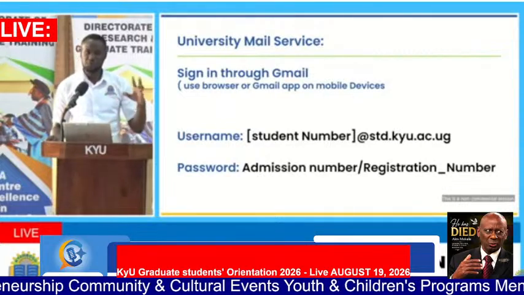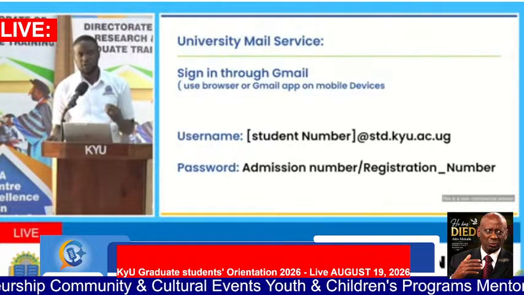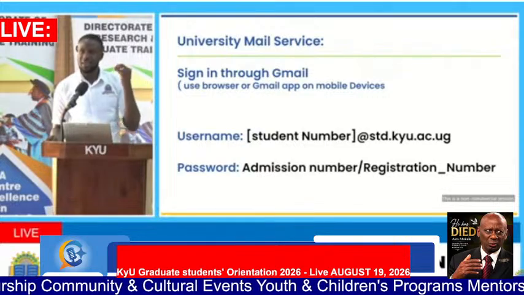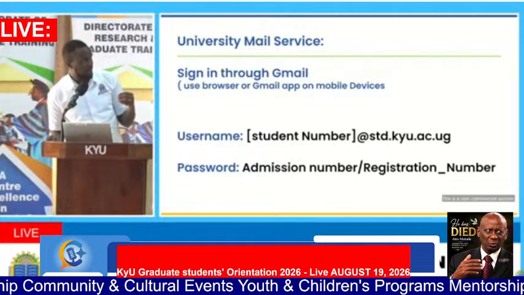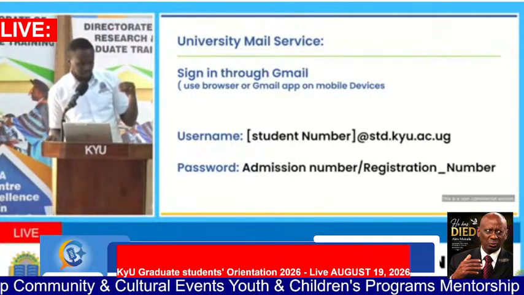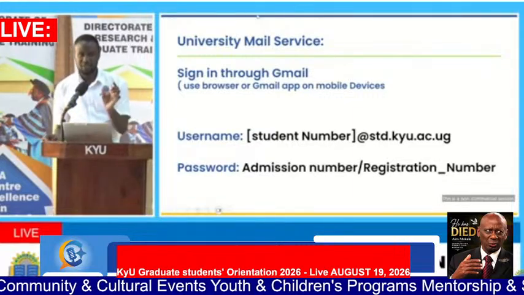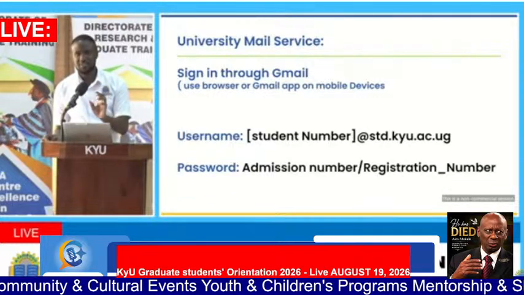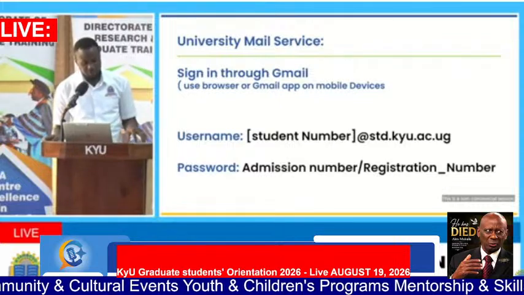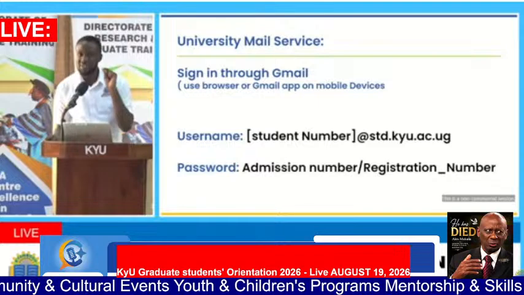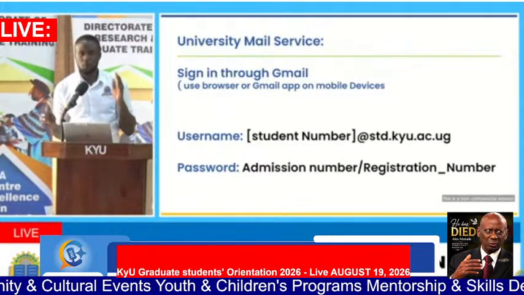If you've seen your phones, laptops, there is a Wi-Fi network called EduRoam. How to connect to EduRoam? You use your student email. A student email is, your student number begins there. For example, 2600800 something something at std.kyu.ac.ug. That is your student email address. It is for Kyambogo University.